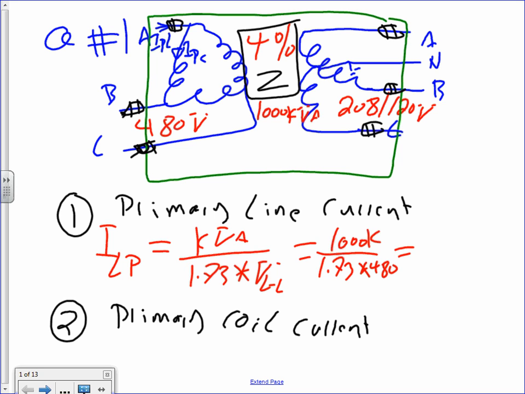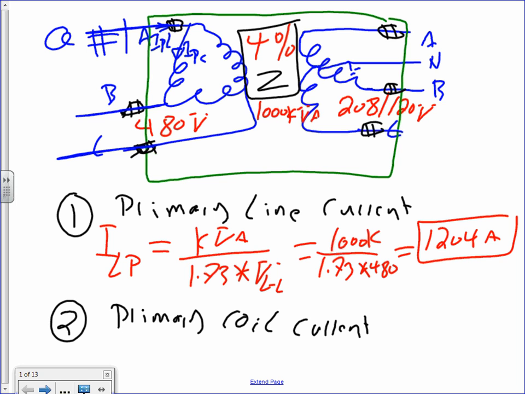What do you guys come up with? Any calculator handy? Anyone? Did you come up with 1204 amps? Anybody came up with 1204 amps? Okay, so that's the primary current. This is the current that's going to go right through this cable. The primary current.